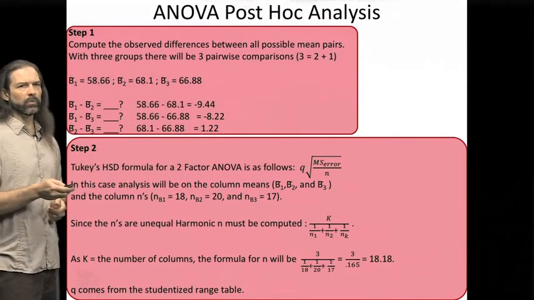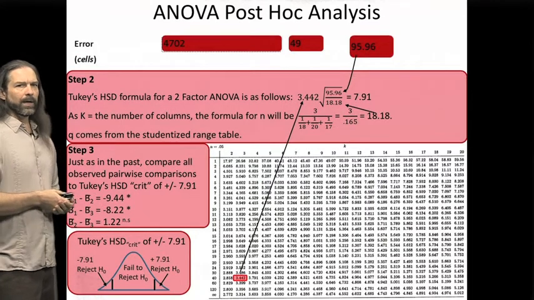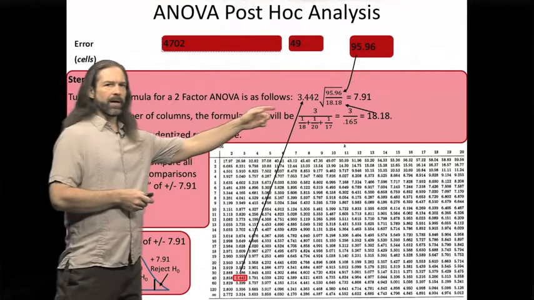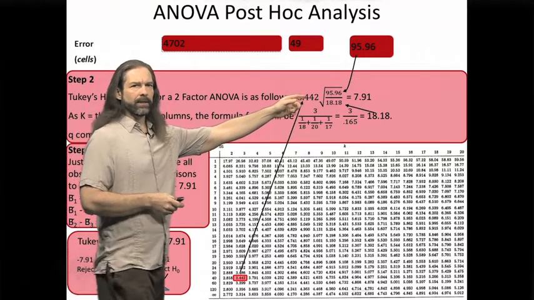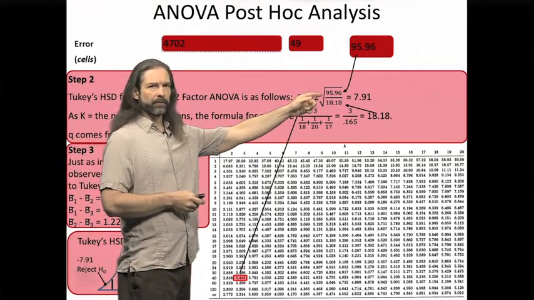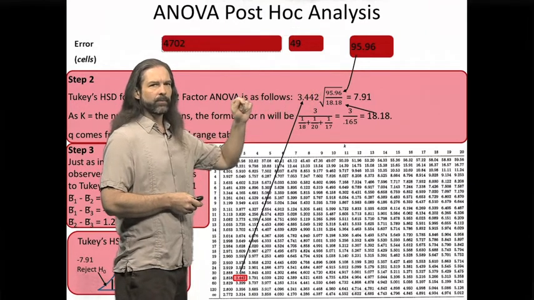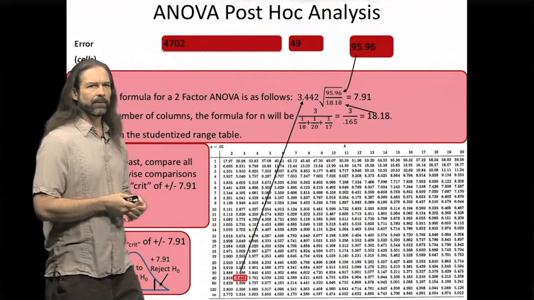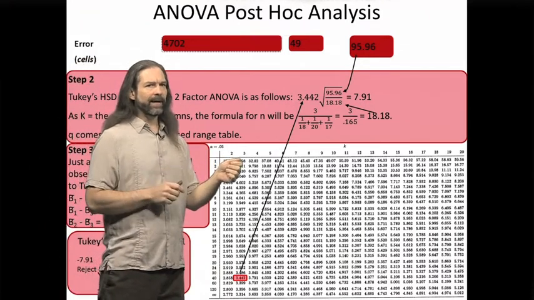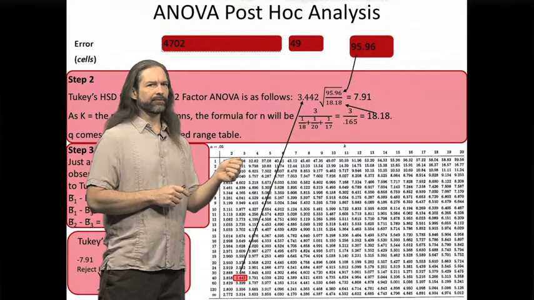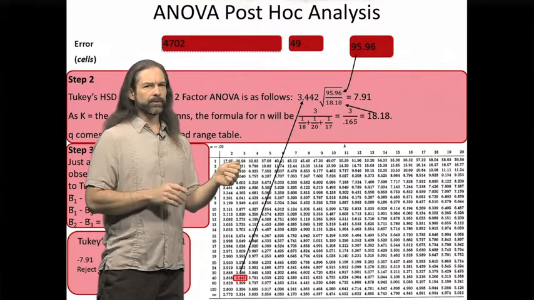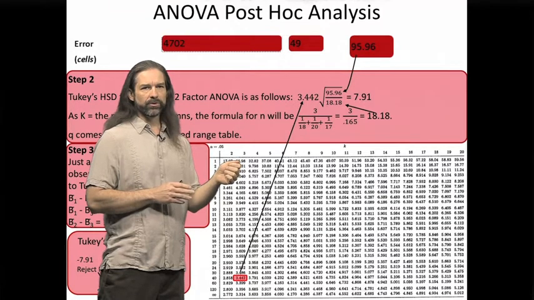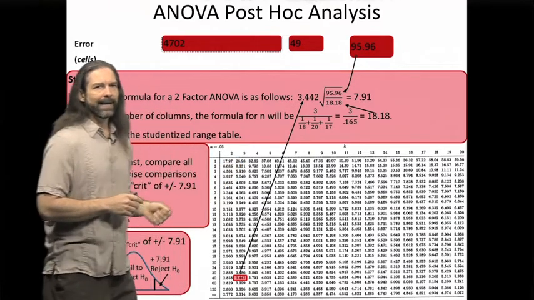So now I just need to work on filling out that formula. I'm going to dump the 18.18 that I just got into the denominator of that fraction. I'm going to get the MS, mean square error term, from my easy ANOVA table. That's 95.96. Then I need to get the Q value from the studentized range table. So remember, unlike the F table, which is asking for degrees of freedom up here, the studentized range table asks for the number of means that you're dealing with, in this case 3. So I'm going to have 3 and 49.